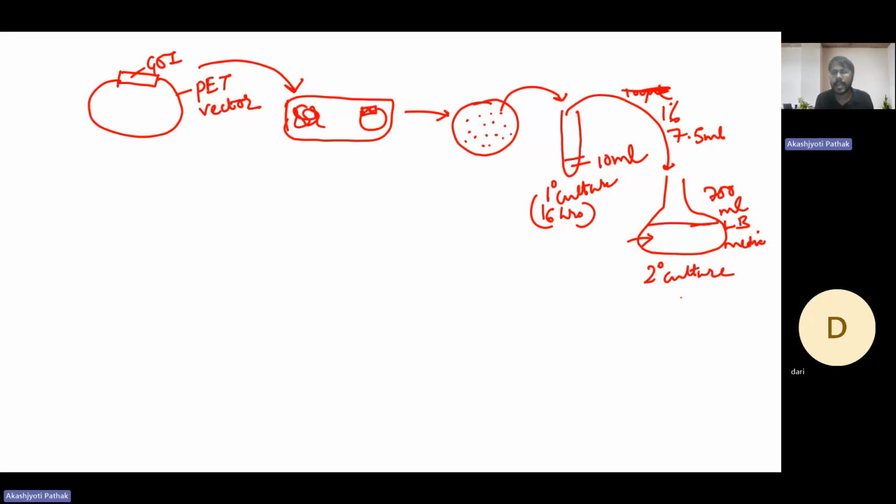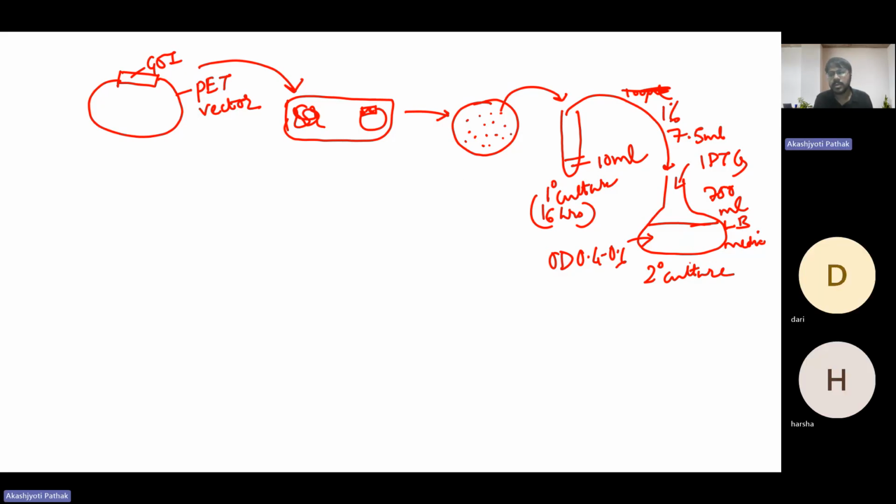And then after the secondary culture, once a particular OD is reached, and again you have to optimize what OD you want, say after you have reached an OD of 0.4 to 0.6, then we induce it with IPTG. Once you induce it with IPTG, your protein starts getting expressed. Now your bacteria will start expressing the protein.